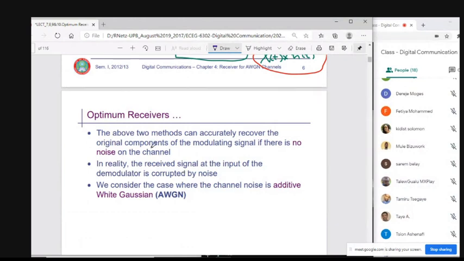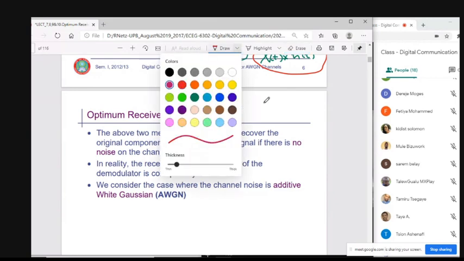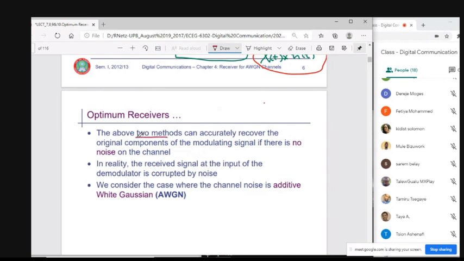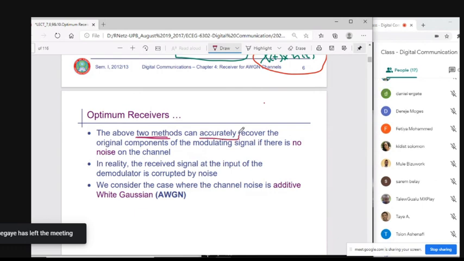Now the above two methods, i.e. correlative type and matched filter type, can accurately recover the original information sequence. Okay, so both the matched filter type and correlative type demodulator can accurately recover the original information sequence in the absence of any nuisance, or in the ideal case.